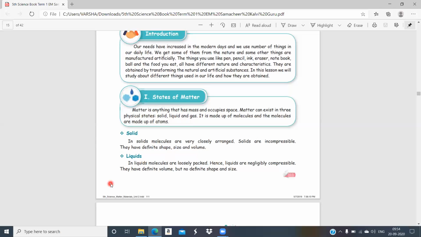Liquid. Second we will study liquid. In liquids, molecules are loosely packed. Hence, liquids are negligibly compressible. They have definite volume, but no definite shape and size. Right? In the liquid, molecules are very loosely packed, so they are negligibly compressible, but they only have volume. In liquid, we say how many liters. If we want petrol, 5 liters of petrol, 10 liters of petrol, but they have no shape and size.